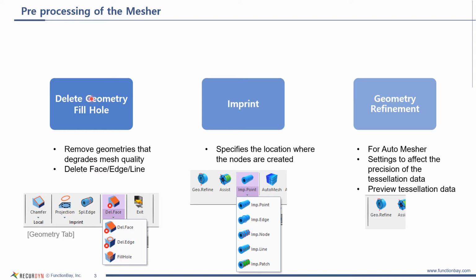Delete geometry and fill hole functions remove the shapes that reduce mesh quality and that can also be ignored in actual simulation. Imprint is a function that specifies in advance the locations where the nodes must be created. Geometry refinement is a function that controls the precision of the tessellation data for AutoMesh.